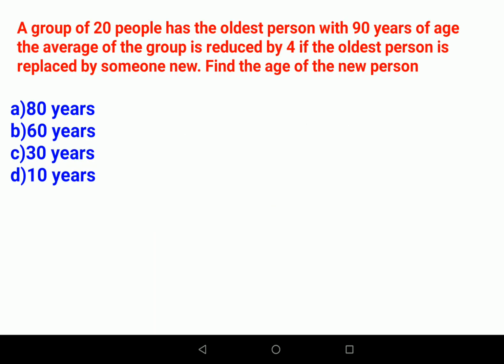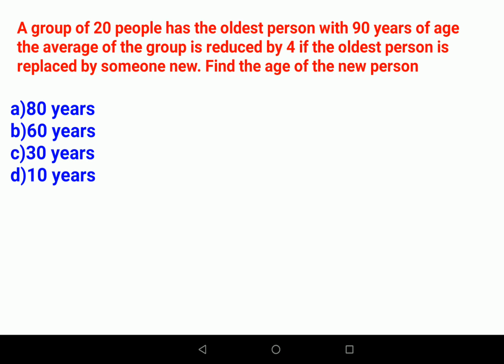So the question given here is: a group of 20 people has the oldest person with 90 years of age. The average of the group is reduced by 4 if the oldest person is replaced by someone new. So find the age of the new person.